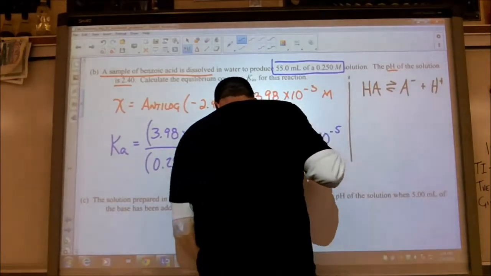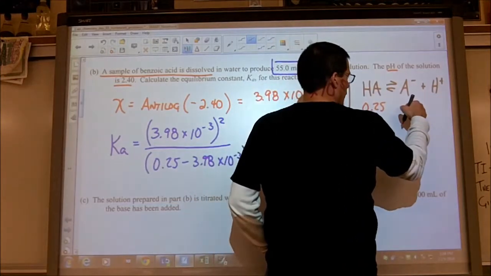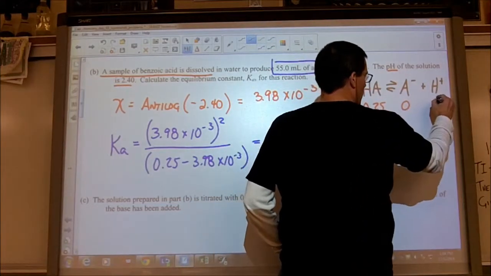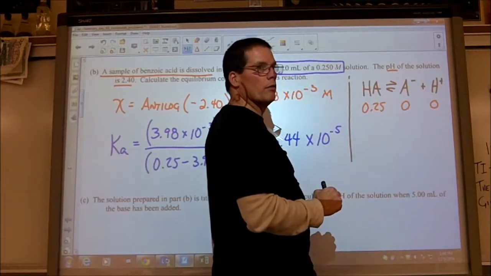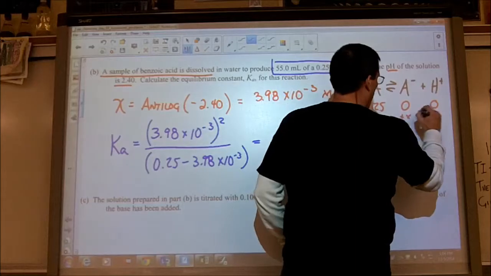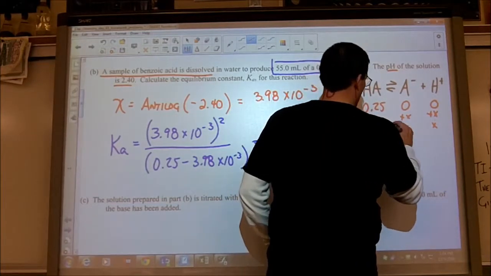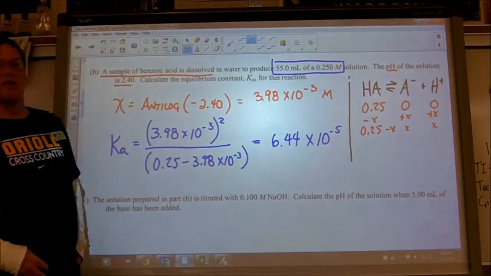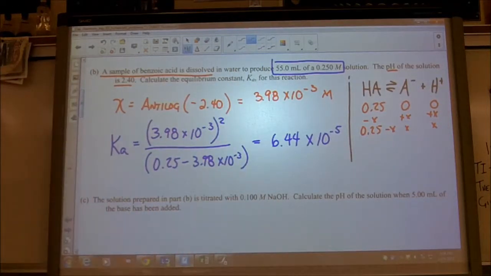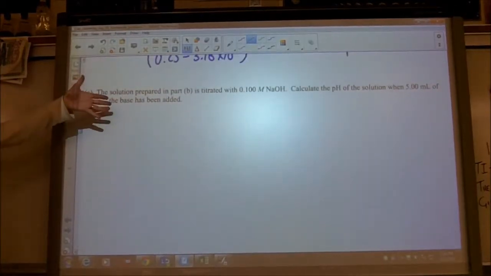Okay. So initially, how much of this do we have? 0.250. How much of this? 0. That right there should tell you. It's not a buffer. Oh, okay. And then, we don't even have any of that information. So right there, that tells us we don't have a buffer. And going from B to C, we're just titrating it.